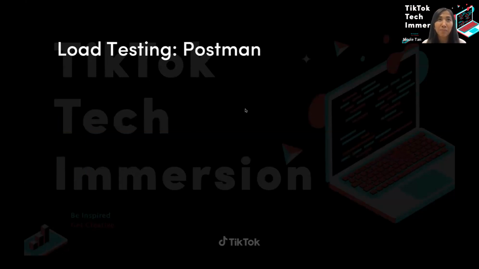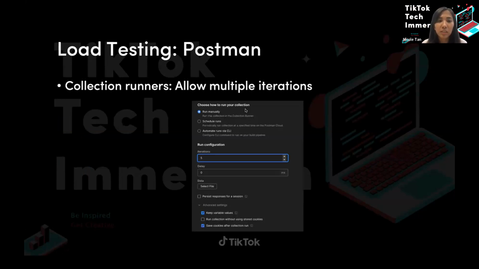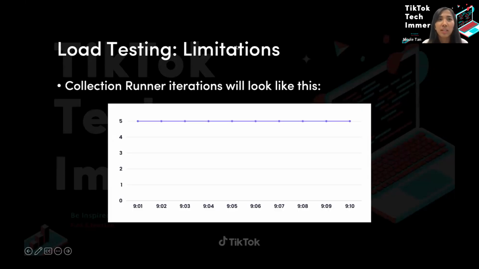Okay, so we want to continue with the same tool, which is Postman. Postman has something called collection runners. They allow us to add iterations, like how often we run our APIs. But that would mean our requests would look like this, which is a straight line, like we're pinging the endpoint consistently per 1 minute.